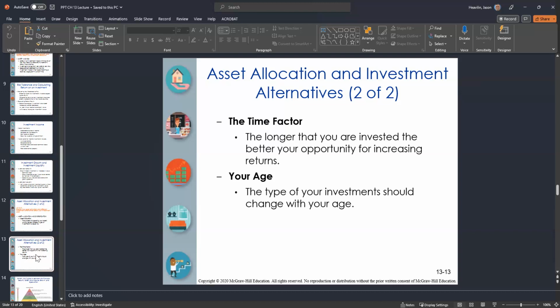But as you get older, you need to shift away from those high risk, high return growth investments and start shifting them little by little to safer investments. So once you reach retirement, you have liquidity. At that point, you want to be able to use that money without losing value.